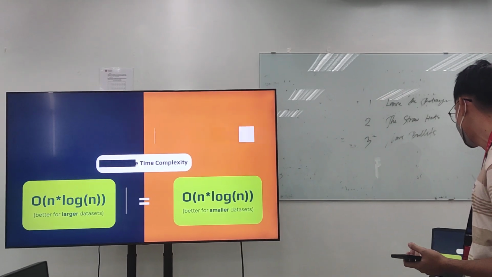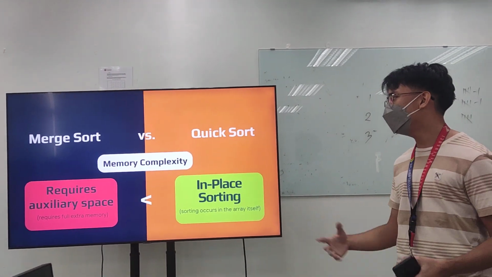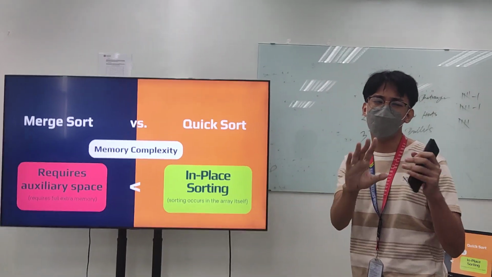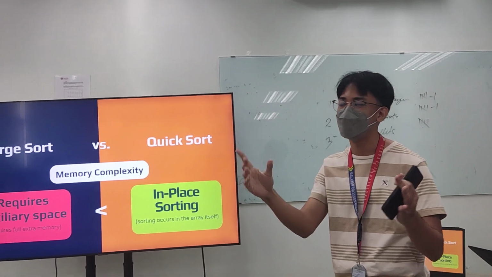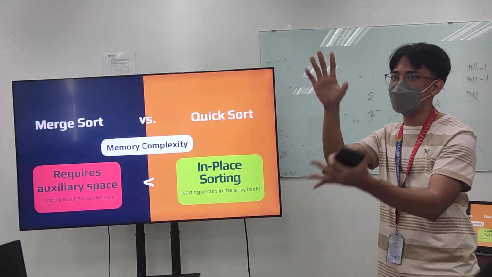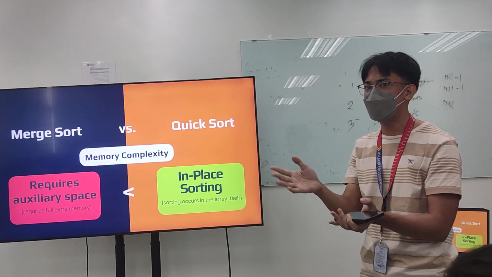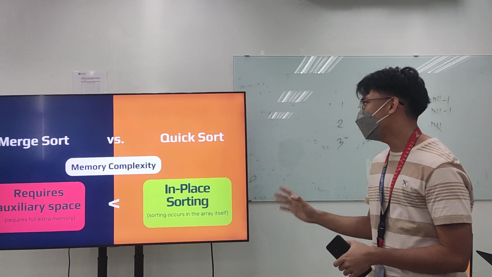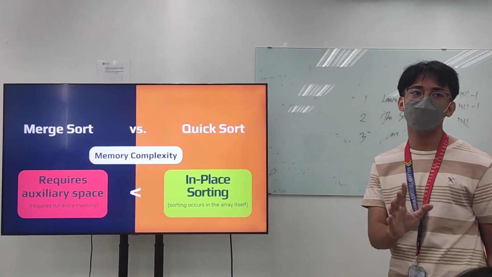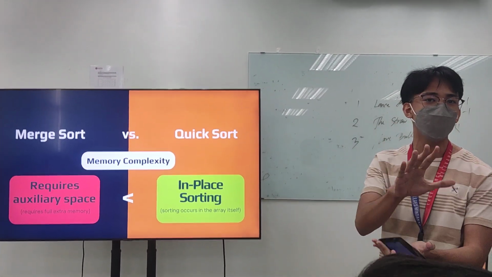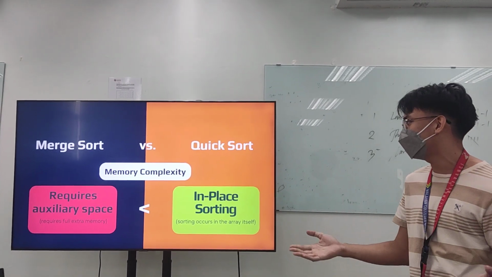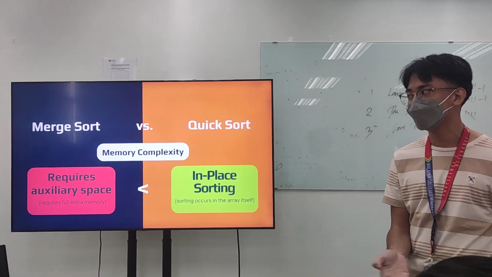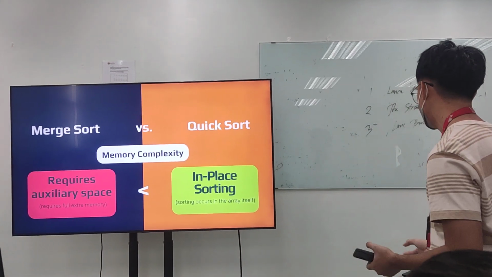For the next comparison, we'll have memory complexity. As explained a while ago, in merge sort you'll have to make temporary arrays in order to divide them. You divide them, and at every iteration it will merge, but then you still have to remember that you need extra space or a temporary array, right? While quick sort uses in-place sorting. So the sorting happens in the array itself. You don't need to create any other temporary array, so it makes sense that it's much more memory efficient. So that's for memory complexity.